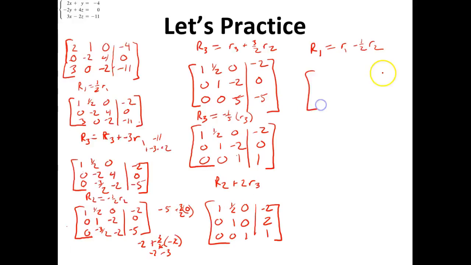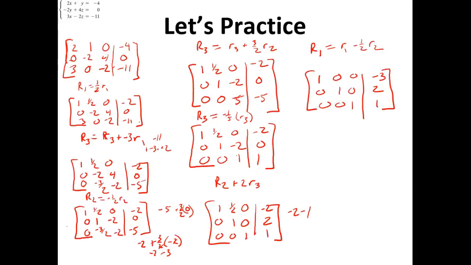And so, when I do that, we're going to have 1 minus half of this is still 1. 1/2 minus half of this is going to be 0. And 0 minus half of this is still 0. Negative 2 minus half of this would be like negative 2 minus 1, so that's going to be negative 3. Second row, we're not changing, 0, 1, 0, 2. Third row, not changing, 0, 0, 1, 1.